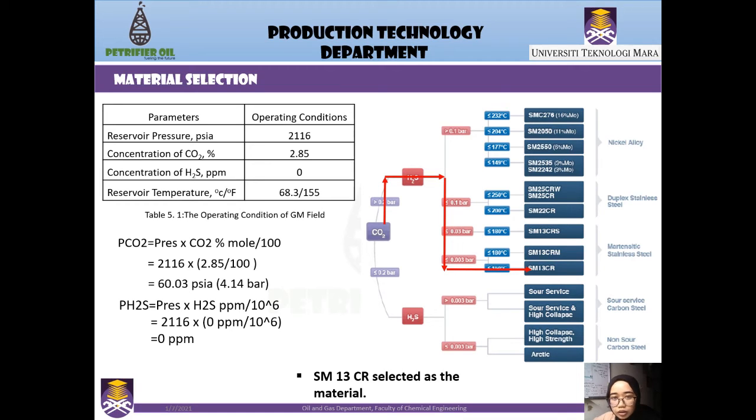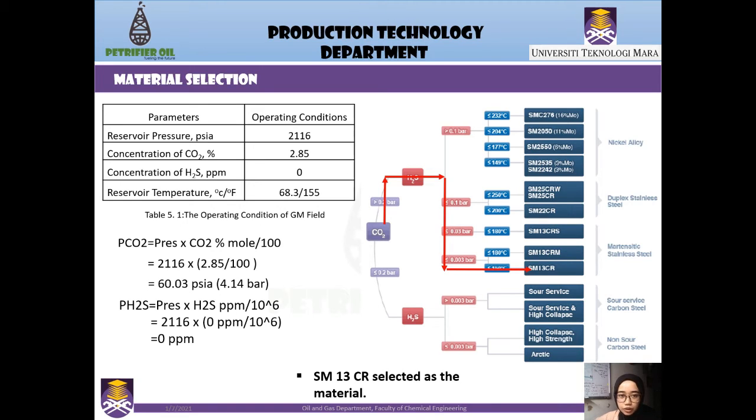So it is decided that we choose the SM13CR kind of material. The SM13CR is a martensitic stainless steel. It is suitable for sweet environments under conditions in which carbon and alloy steels still suffer localized corrosion.